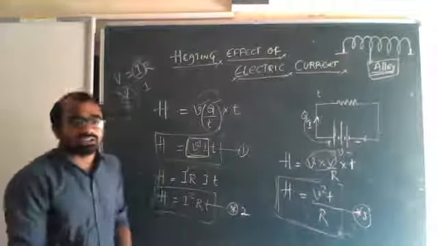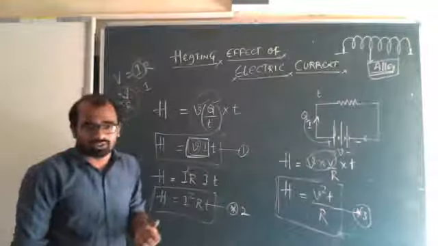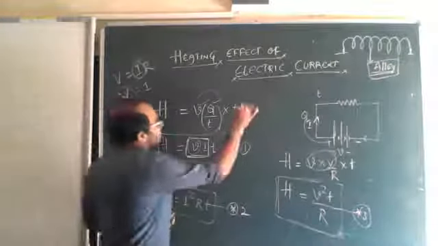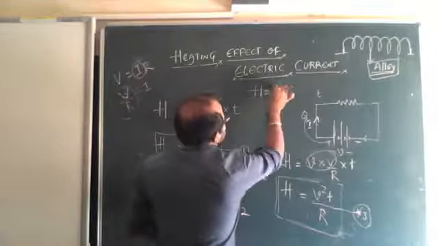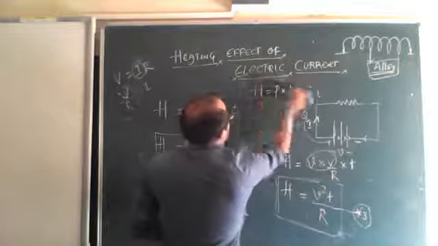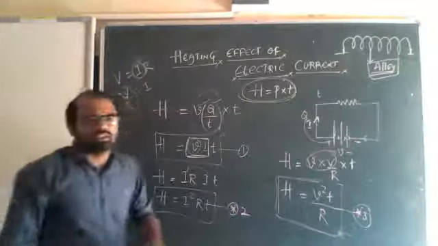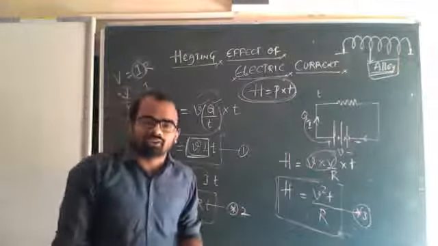We'll see it in the next class. VI is equal to power. Then I can say that H is equal to P into T. I can say P into T. Power is the rate of doing work.